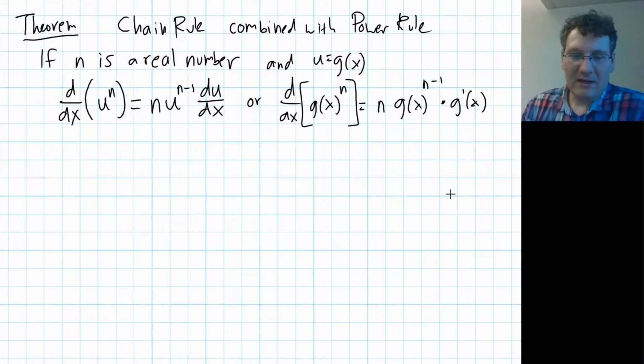Or you could write it without the u involved. You could write d over dx of g of x to the nth power is n times g of x to the n minus 1 times g prime of x.